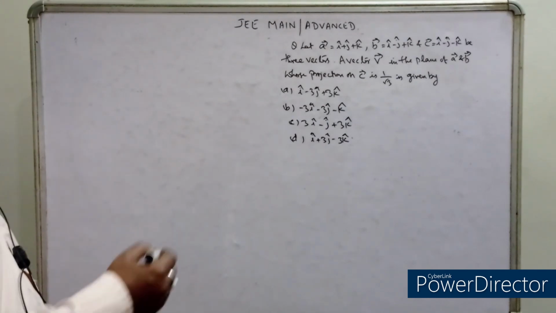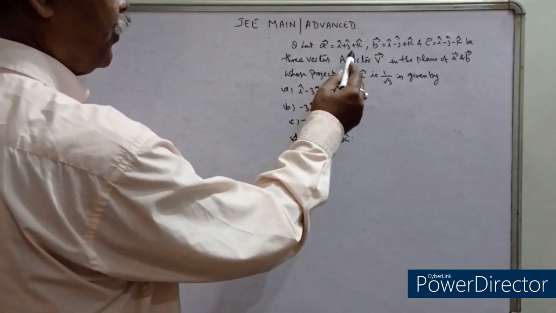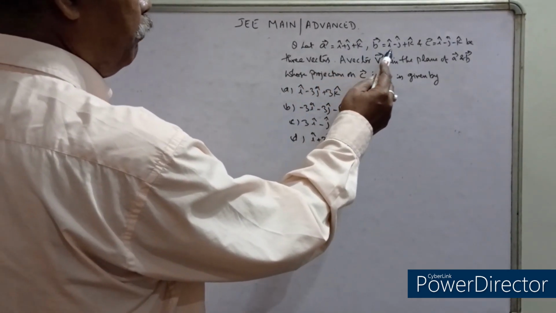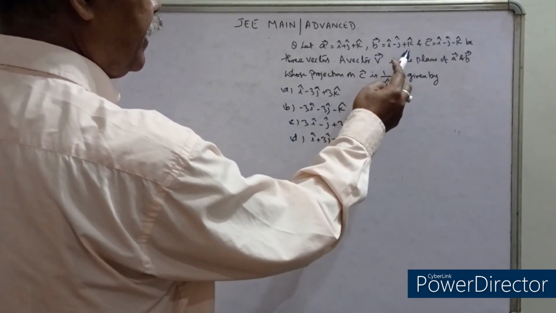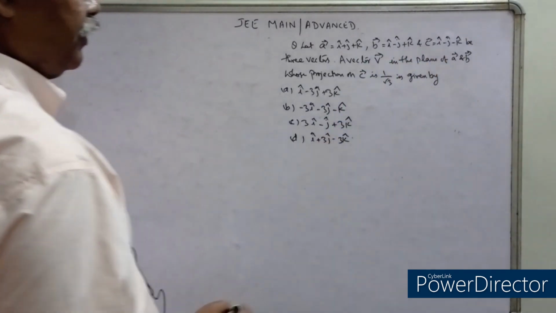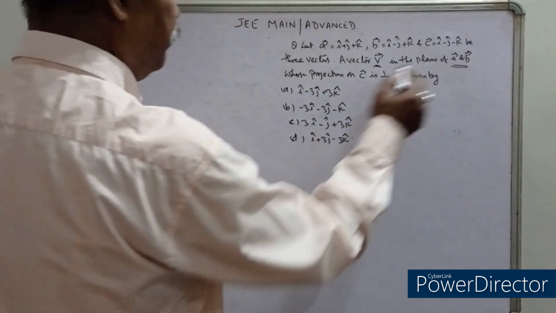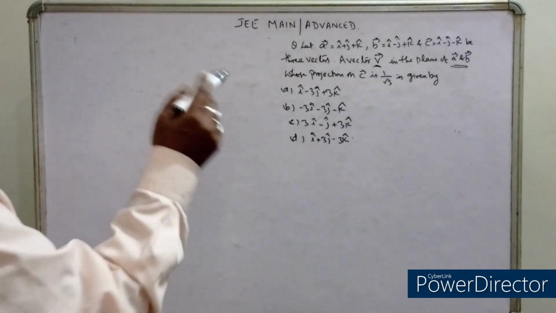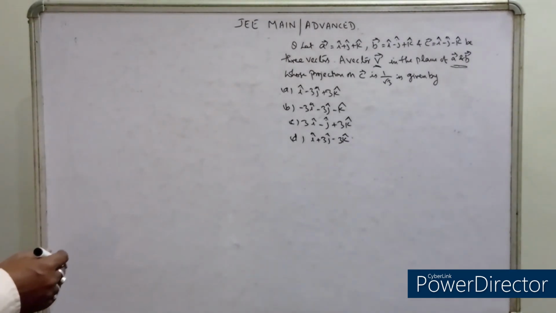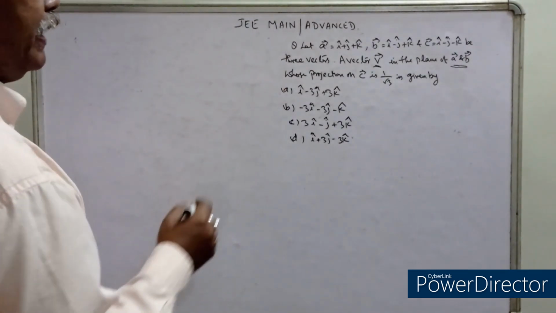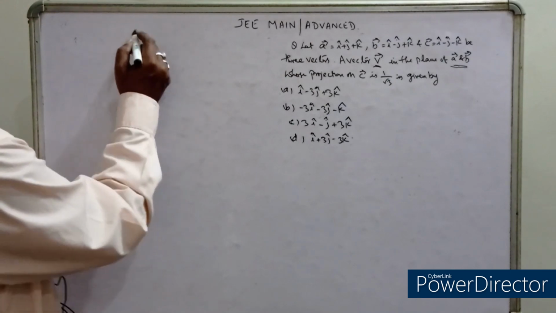Now my next question is: let vector A be equal to i cap plus k cap, vector B is i cap minus j cap plus k cap, and your vector C is this. A vector V in the plane of A and B. So this is the interesting point: a vector V in the plane of A and B.